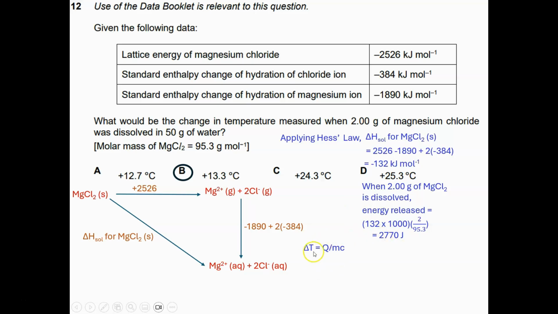And then I will use this and substitute it into a rearranged form of Q equals mc delta T. So my delta T, or my temperature change, is Q divided by mc, which will be 2770 divided by 4.18, which is the heat capacity of water, multiplied by 50, which is the mass of water. So the change in temperature is 13.3. And since this is exothermic, it will be a gain of 13.3, or plus 13.3 degrees Celsius.